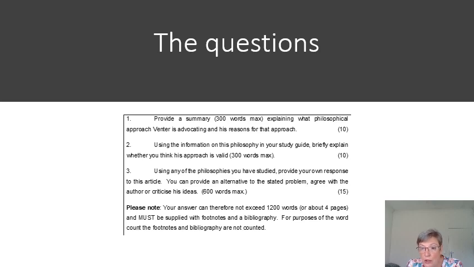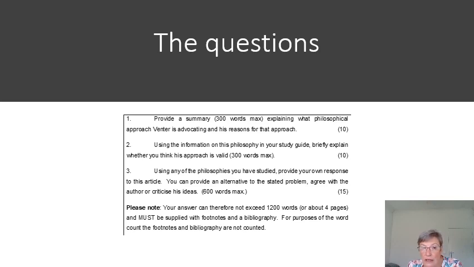Then the third one is where you can go to town. You can use any of the philosophies you have studied. And by any, I mean any. You can use whatever. Of course, it must be something in the study guide. And you provide your own response to this article. You can provide an alternative to the stated problem, agree with the author, or criticize his ideas, whatever you like, for 15 marks and 600 words max. So you need to engage with his idea and explain whether you agree with it or not, and why you disagree or agree with it, and what would be an alternative to what he is proposing.